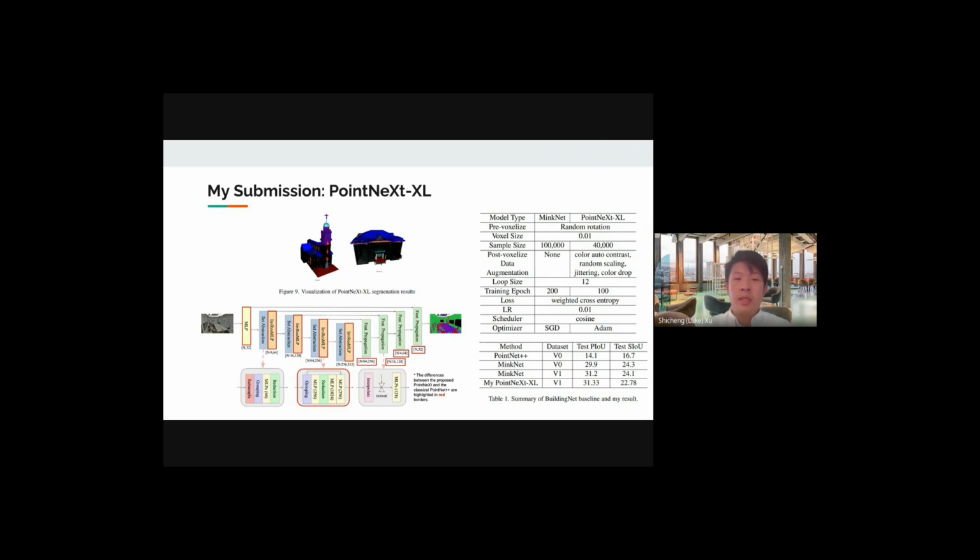I loop the dataset 12 times per epoch and only train the model for 100 epochs. For the loss, I use the same weighted cross-entropy loss. The test result of my PointNext XL model marginally beats MinkNet, but significantly improves over PointNet++ by over 100%.